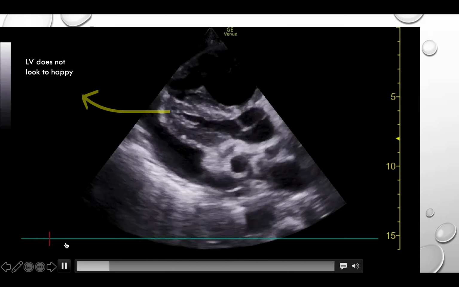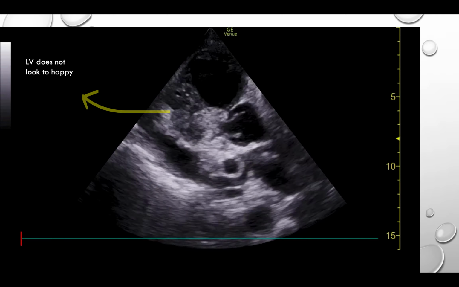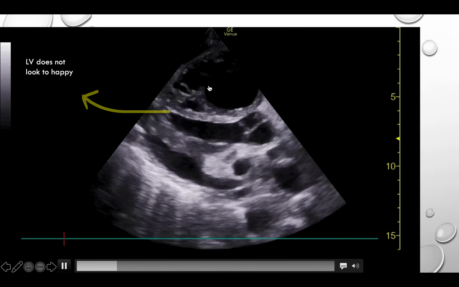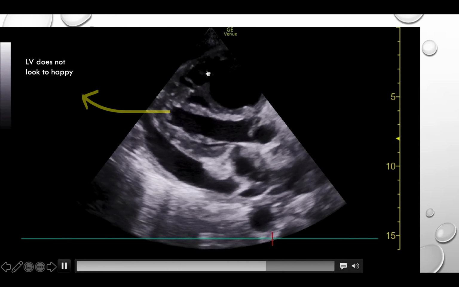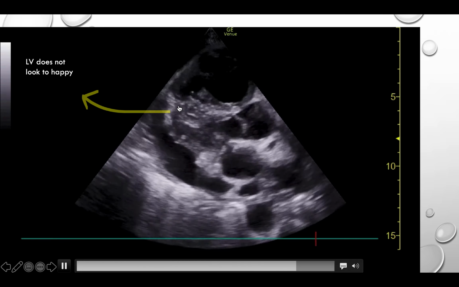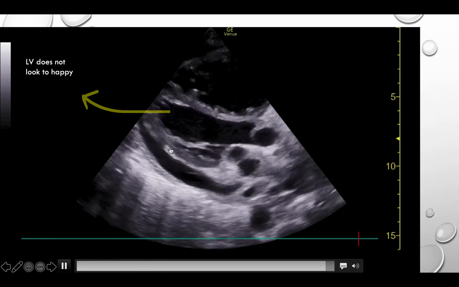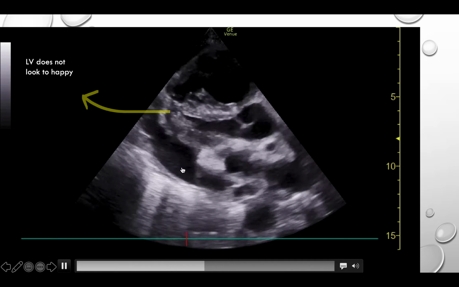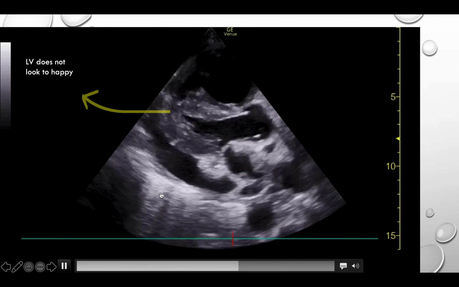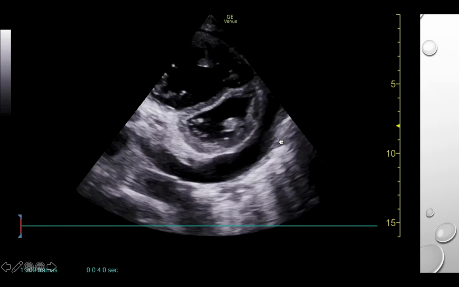So there are many things you see in this parasternal long axis view. So firstly, the right ventricular outflow tract looks very, very dilated. The left ventricle is a bit thickened and doesn't look very happy, does it? And obviously you see a decent amount of pericardial effusion, and you see the descending aorta doing okay there. Move on to the next view.